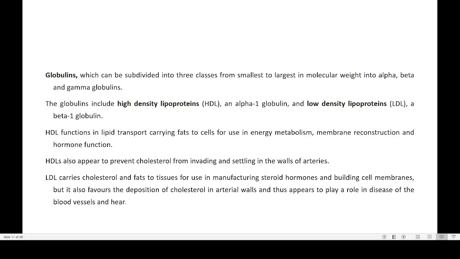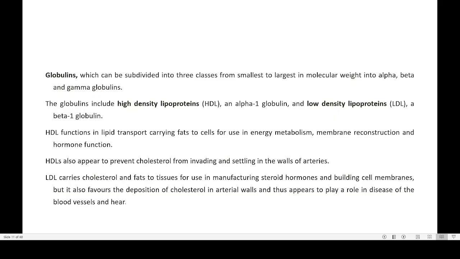They carry the cholesterol fat and take it into the cell, inside the cytoplasm. So, transporting from the blood into the cytoplasm of the cell. That is what HDL proteins are doing, whereas LDL cholesterol does the opposite thing. So HDL functions in lipid transport, carrying fat to cells for energy metabolism, membrane reconstruction and hormone function. They also appear to prevent cholesterol from invading and settling on the wall of the artery.